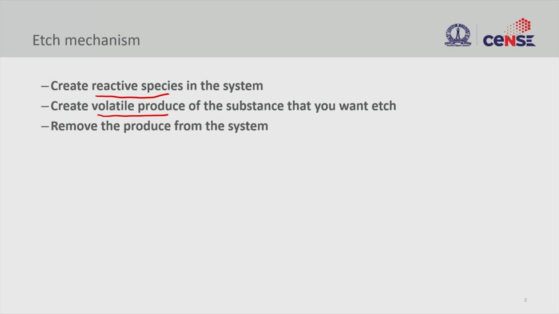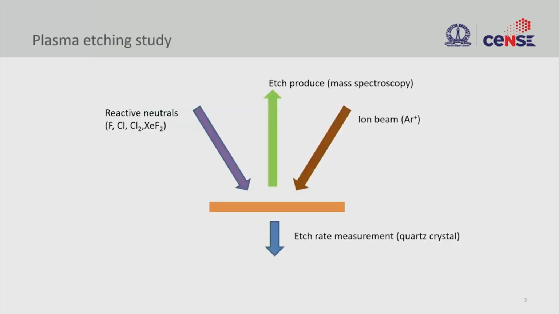If you create non-volatile product, it becomes deposition. So here we need to create volatile product. And not only just create volatile product, we should be able to remove the product outside the system. So these are the three primary requirements. You need to have reactive species, these reactive species should be able to create volatile products when they react with the substrate, and then these volatile products should be removed out of the system.